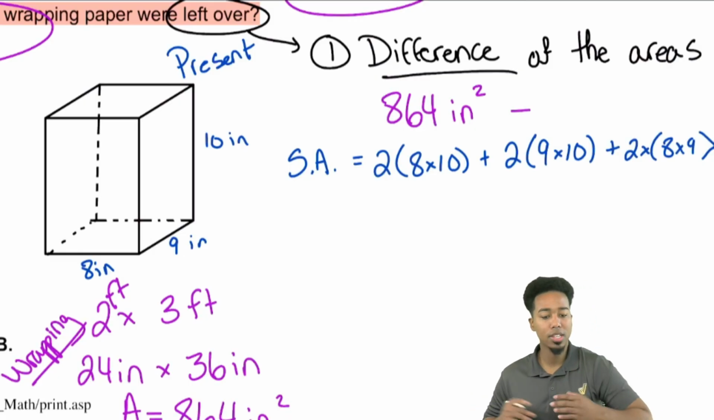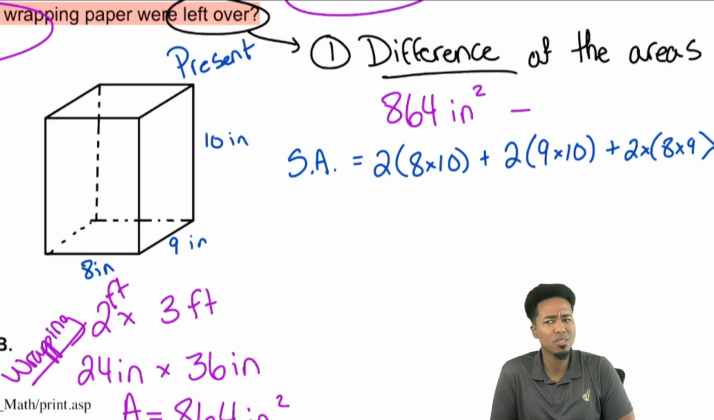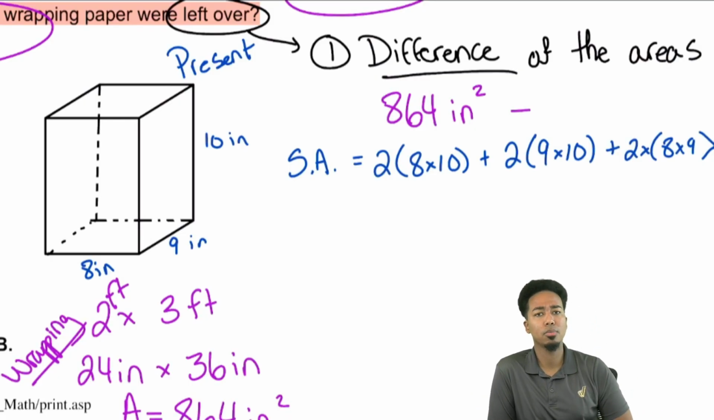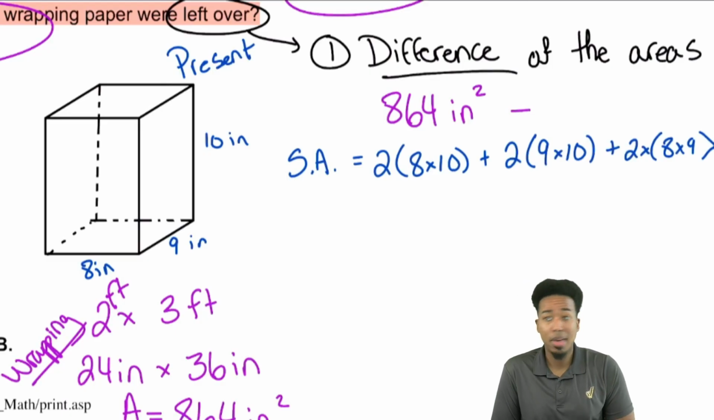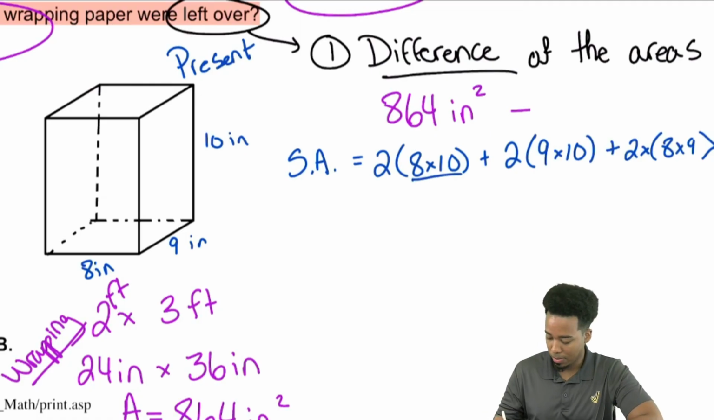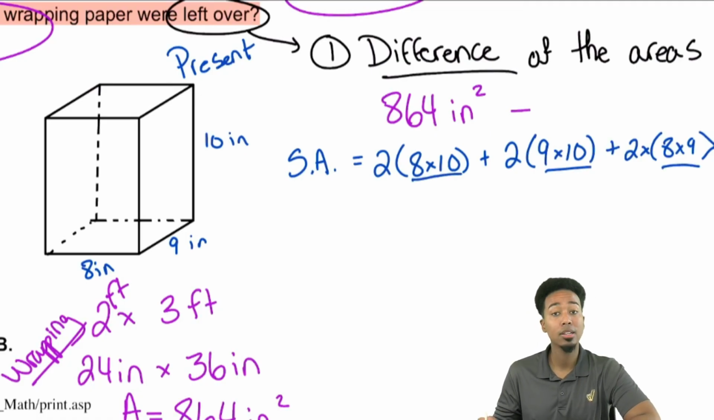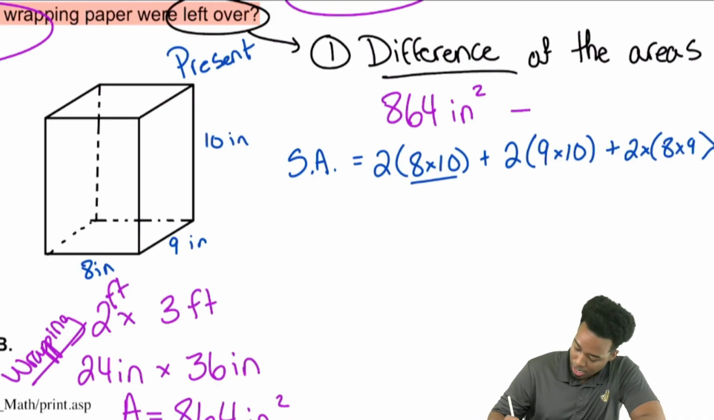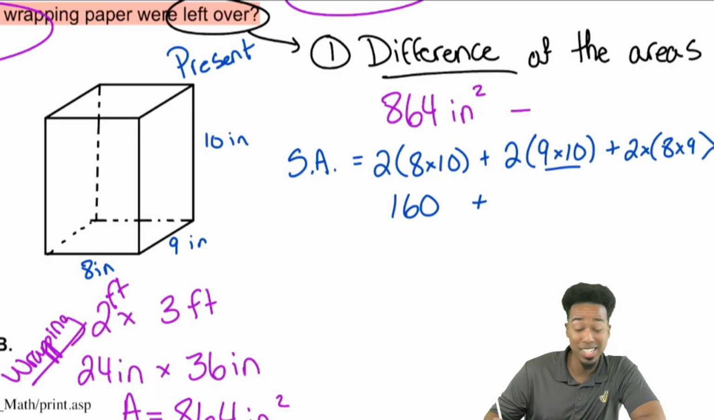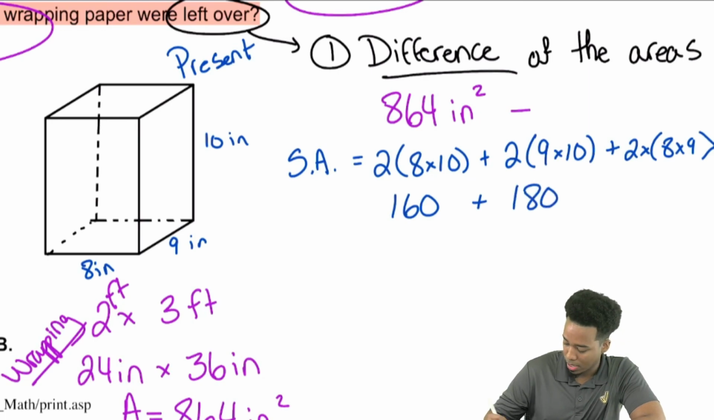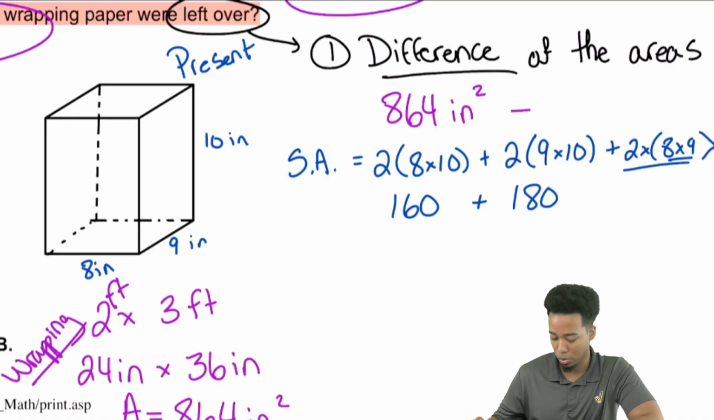Boom. So I know that seems a little crazy, but it's a very simple, straightforward formula. It's literally going to be basically mix and match all of the different sides, multiplying. 8 times 10, 9 times 10, 8 times 9, multiply each of them by 2, because there's 2 sides of each. So 8 times 10 is 80, times 2 is 160. 9 times 10 is 90, times 2 is 180. 8 times 9 is 72, times 2 is 144.